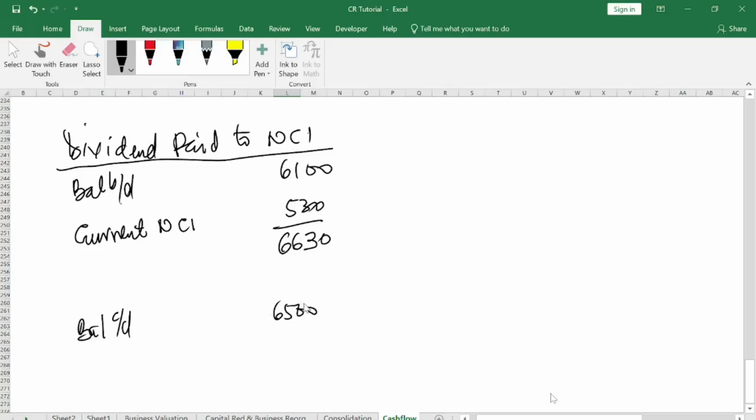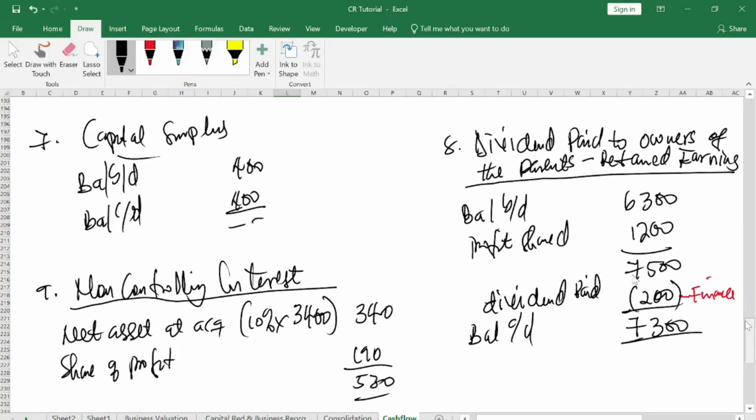Now the closing balance is less than the beginning. What does it mean? Take the analogy here. Look at the opening balance for retained earnings. Retained earnings was 7,500 and at the closing is 7,300. It means the company paid shareholders dividend.